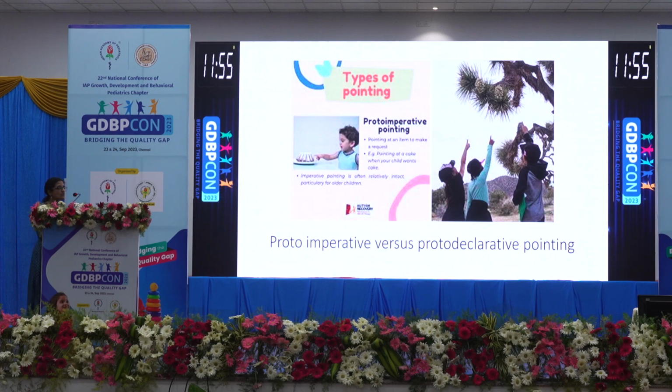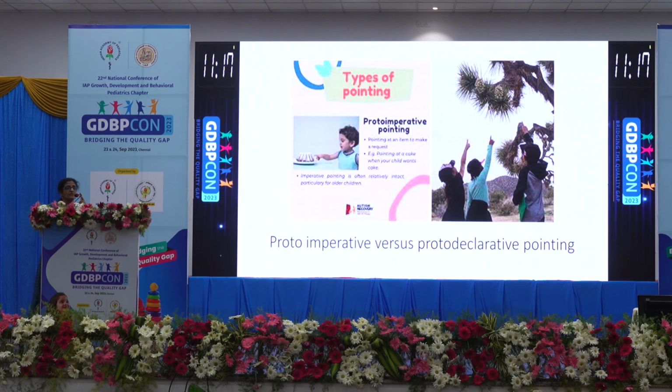There are two types of pointing. One is proto-imperative pointing. If I want a chocolate, I will ask, I want this chocolate. The other is proto-declarative pointing. Proto-imperative pointing usually develops at 1 year of age. Whereas proto-declarative pointing is when you see something really beautiful, something very interesting, and you say, hey, look at that. Then the child and the mother, or the child and the caretaker, look at it in awe. That is proto-declarative pointing. This develops at around 18 months of age.